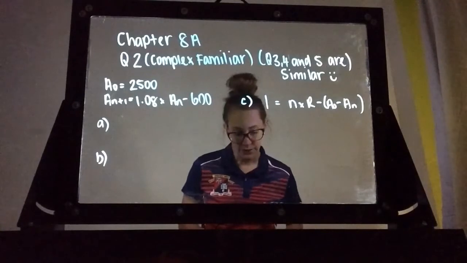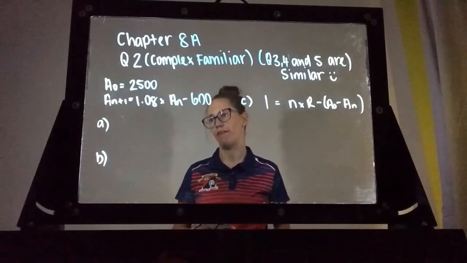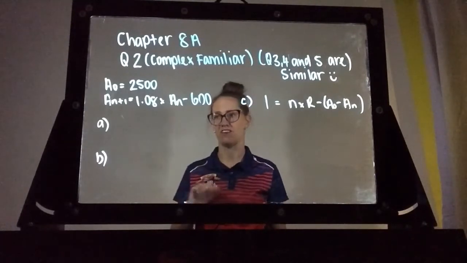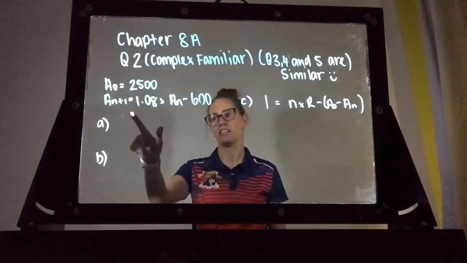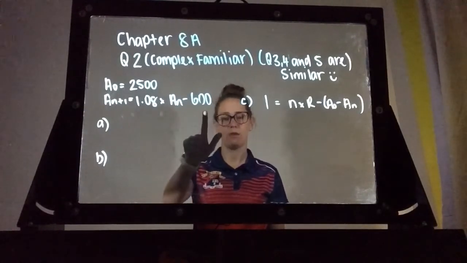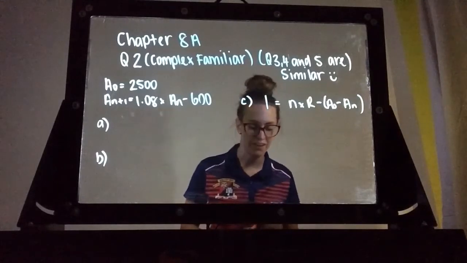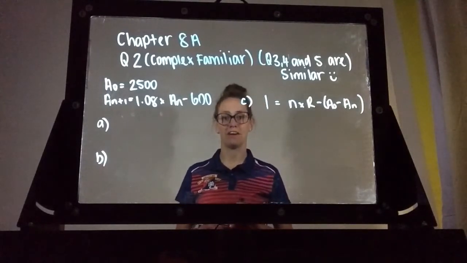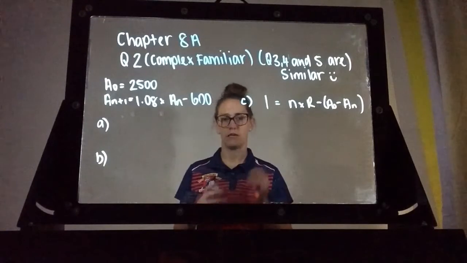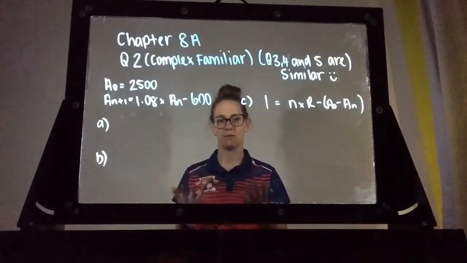So, looking at the question, it says a reducing balance loan can be modelled by the recurrence relationship of the starting value of 2,500, where the recurrence relation is 1.08 multiplied by the previous balance minus 600. Now the first question asks, what is the value of the repayment for each compounding period? What we'd be looking at in this question is we'd be flipping back to those examples and thinking, well, hold on, there's a relationship with this formula.